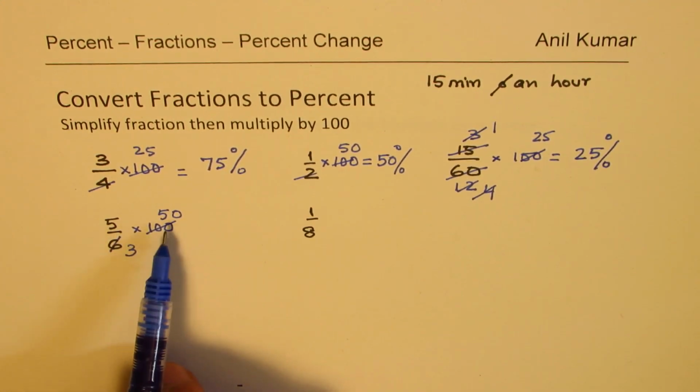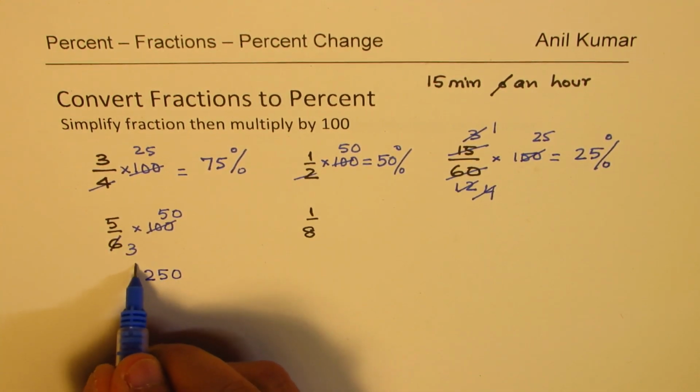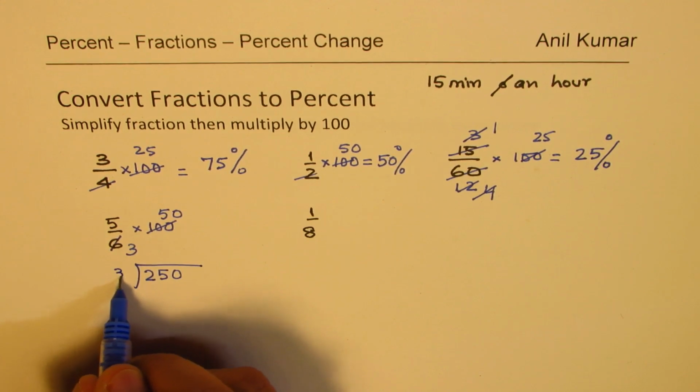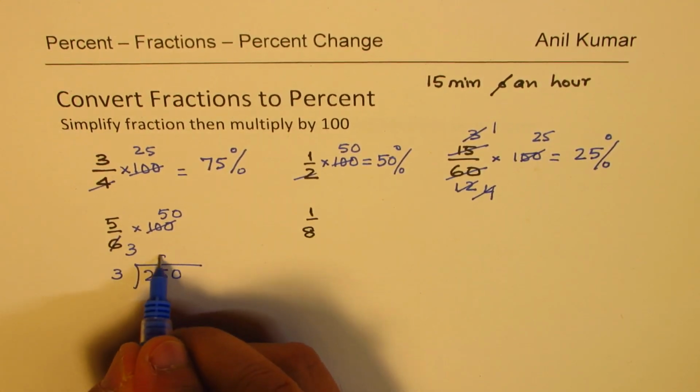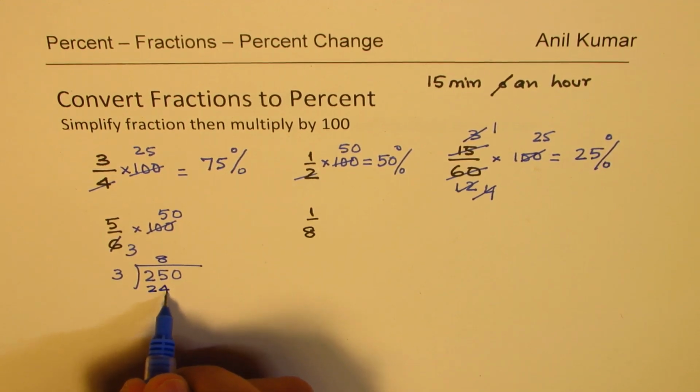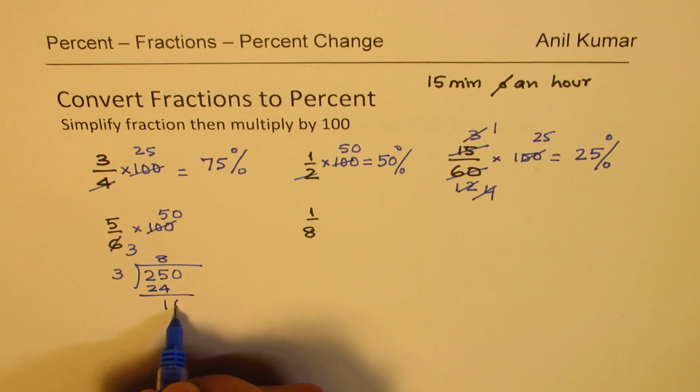So we can now multiply 50 by 5. So we get 250, and we need to divide 250 by 3 to get the equivalent percent. You get an idea. So at times, you may have to divide your numbers as I'm going to do now. Now, 24 is 3 times 8. So it goes 8 times. We get 24 here. Remainder. Take the difference. You get 1 and 10 from here.